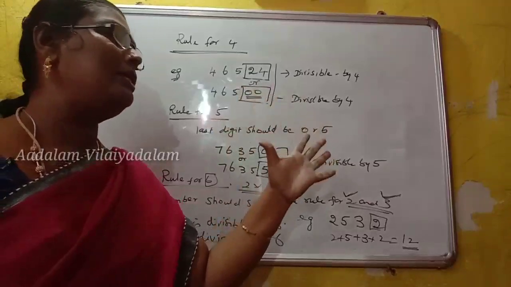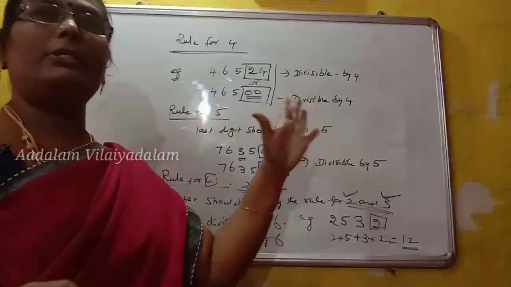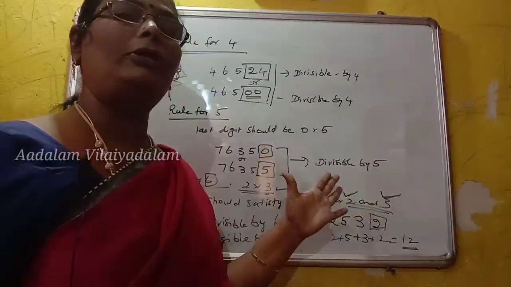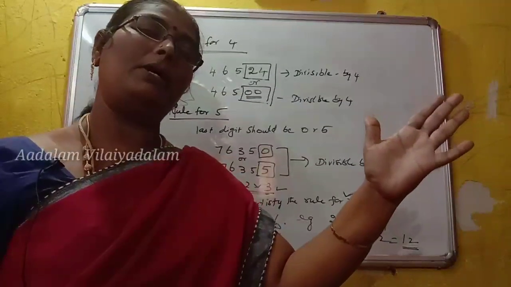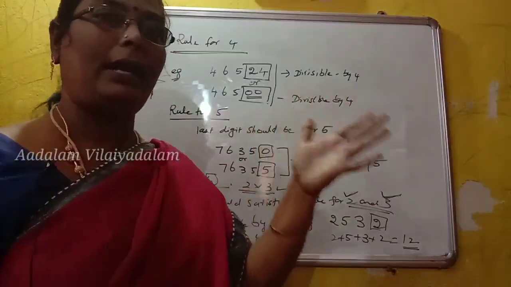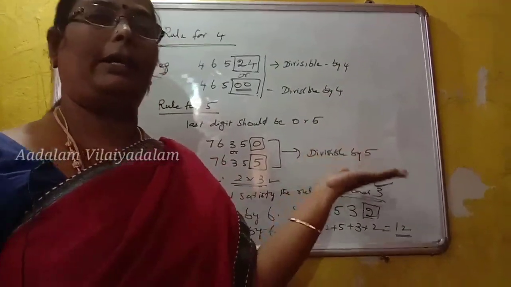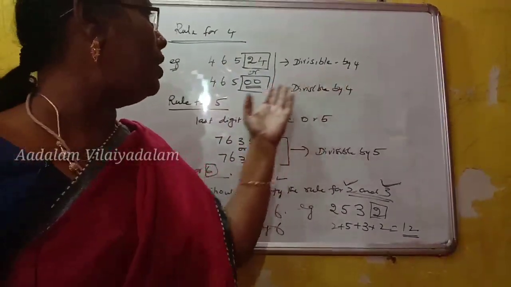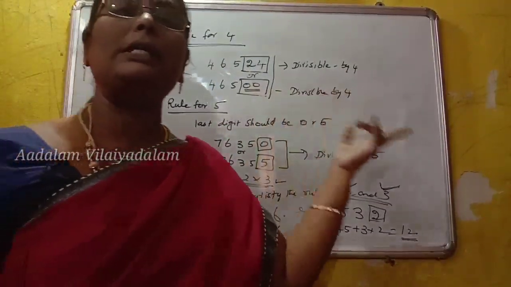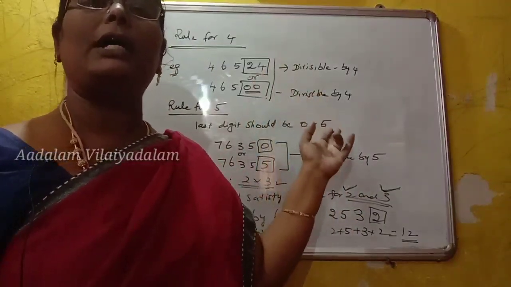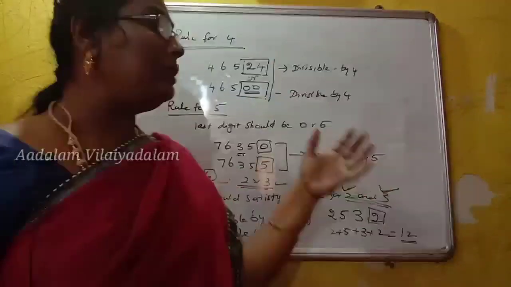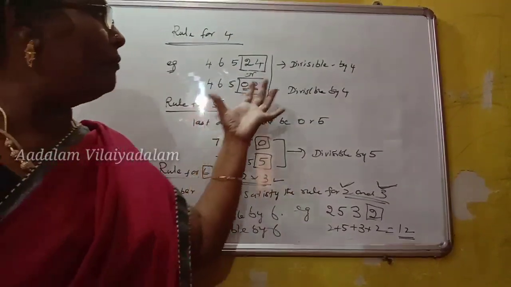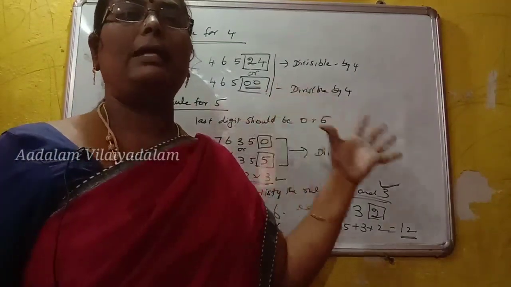The rule for 2 means the last digit is 0, 2, 4, 6, 8, and then it is divisible by 2. The rule for 3 means you have to add all the digits and that number should be in the 3rd table, so it is divisible by 3. What is the rule for 4? The last 2 digits should be in the 4th table or the last 2 digits should be 0. If this condition is satisfied, it is divisible by 4. Likewise you have to memorize it. Whatever number I give, you have to say the answer.